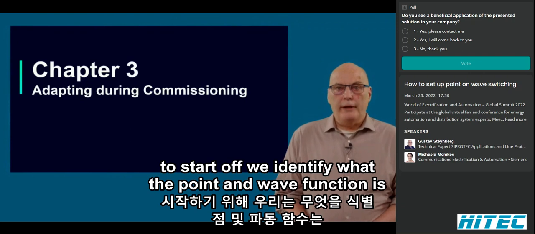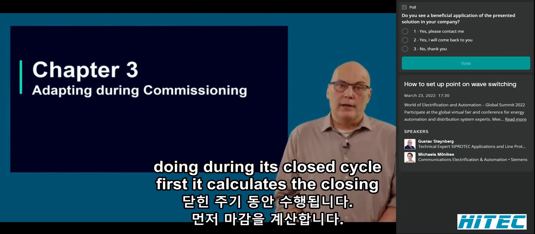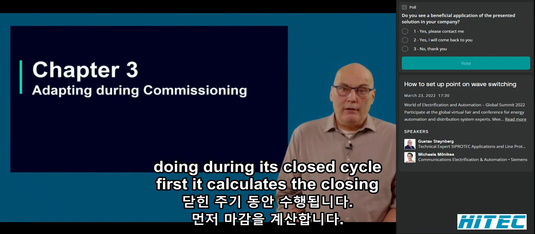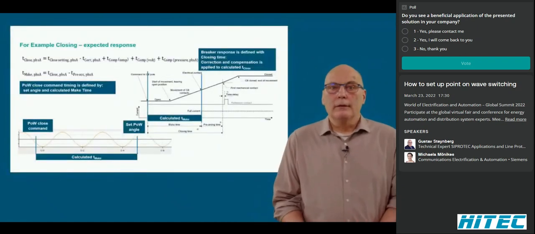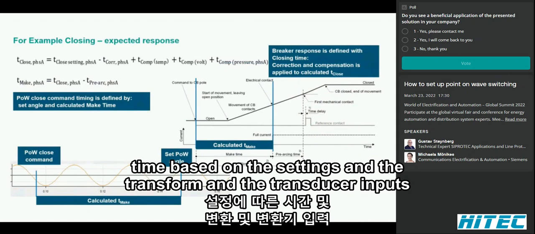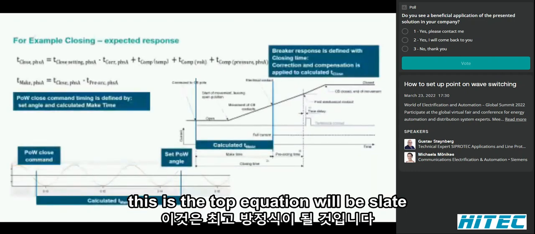To start off, we identify what the point-on-wave function is doing during its closed cycle. First, it calculates the closing time based on the settings and the transducer inputs. This is the top equation.